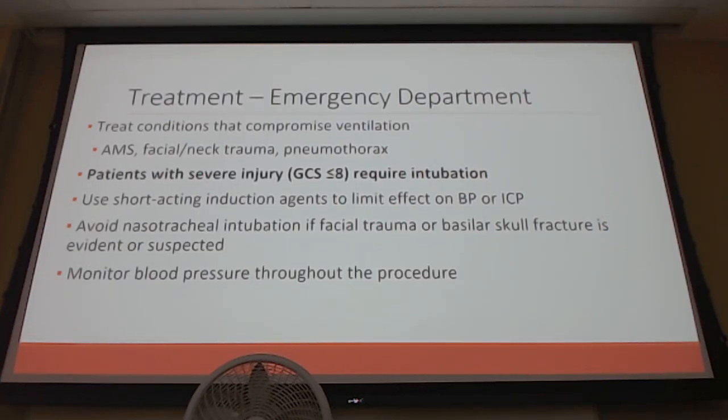So, once again, when we initially stabilize, we need to evaluate for anything that we think may cause any airway compromise. So if they're altered, we're going to secure their airway. If we have that facial and neck trauma, we're going to look at performing some sort of intervention if we suspect that they're going to lose their airway. We need to treat any pneumothoraxes they have. And like I said earlier, use a short induction agent so we can back it off later so they can get a good neuro exam.